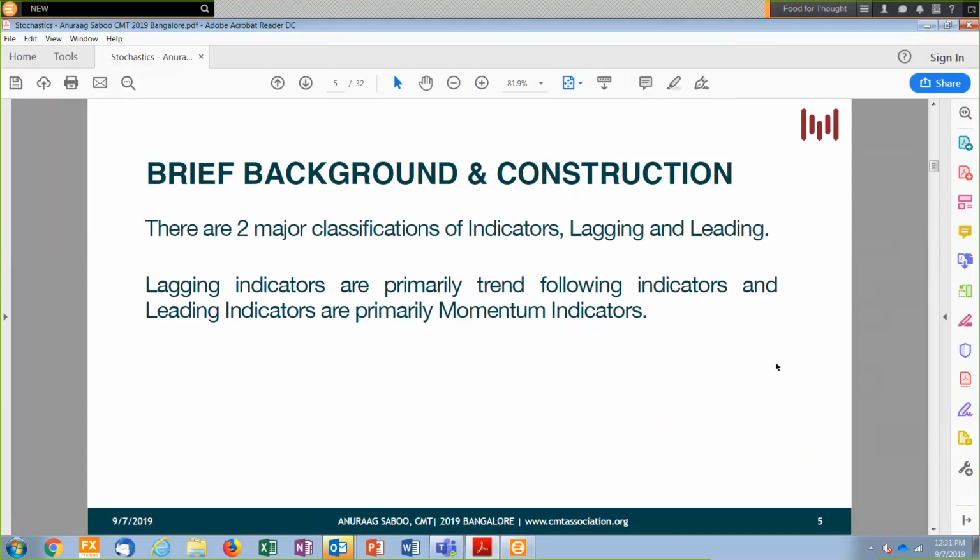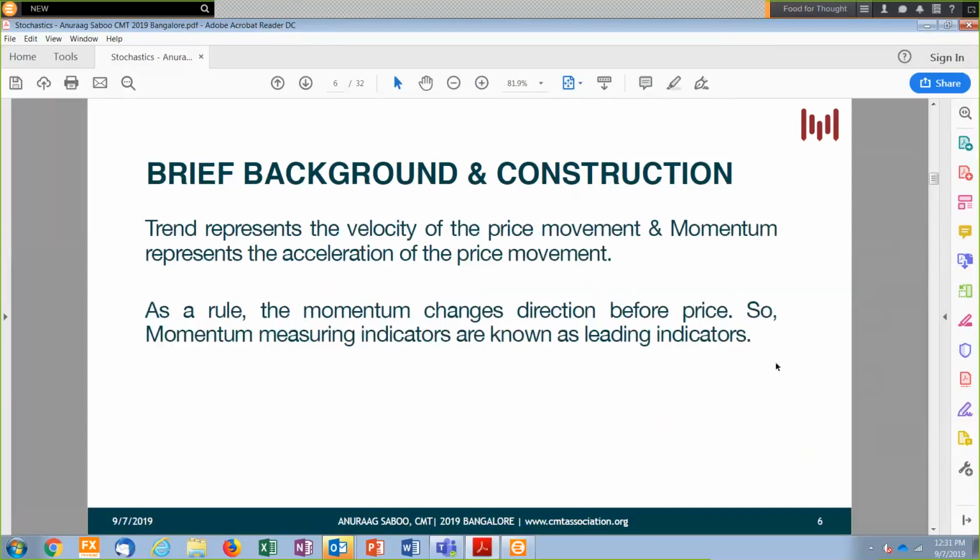Lagging indicators are primarily trend following indicators, and leading indicators are primarily momentum indicators. How we classify them as trend or momentum indicators is based on our understanding of trend and momentum. Trend represents the velocity of the price on the chart. We are all tracking price movement on the chart, and the velocity of that price movement is the trend. Momentum represents the acceleration of the price movement, the speed at which the trend changes. So momentum becomes your second degree measurement of the trend which we are observing on the price.